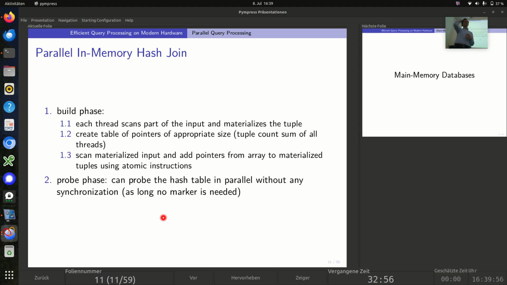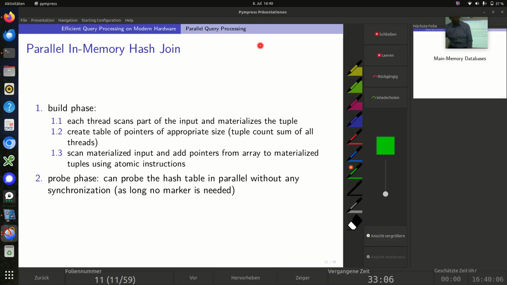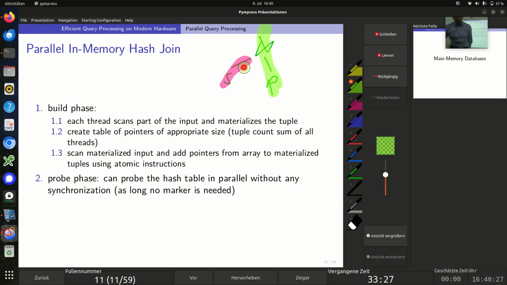Okay, so then I have here an example for a parallel in-memory hash join. And how can we do it? If you remember, the first side is the build side. As always, if we have a join, remember we have a build side and a probe side. The build side is the first pipeline, and the probe side is part of the other pipeline afterwards. So join is a pipeline breaker on one side.